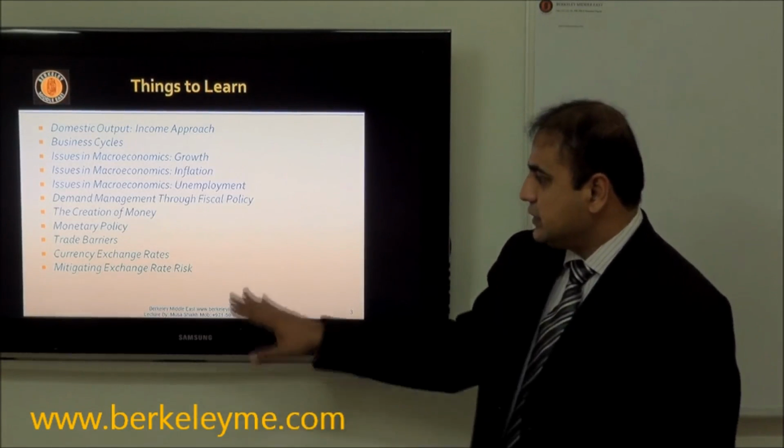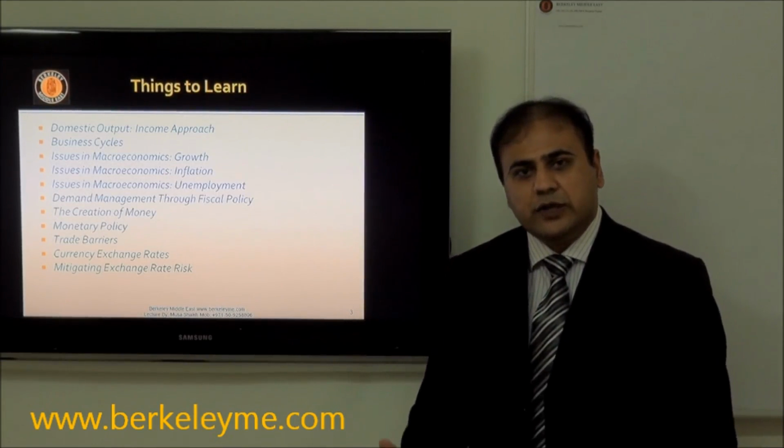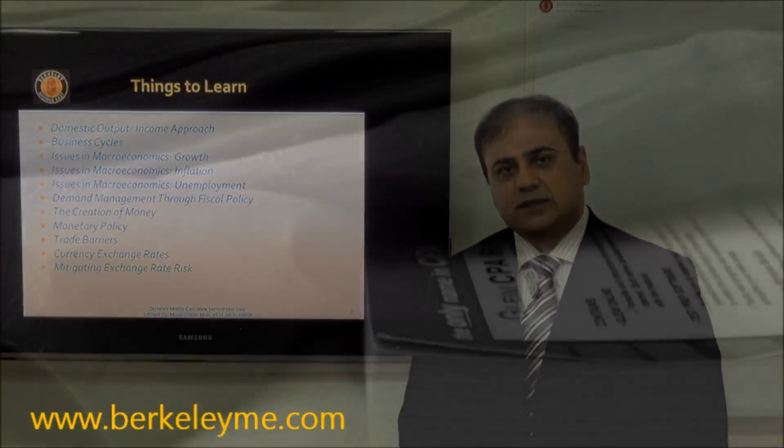Then we are going to see the currency exchange rates, how they are settled. We have a floating exchange rate, we have a fixed exchange rate.